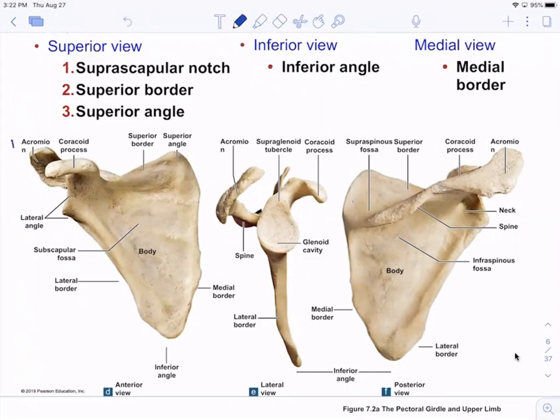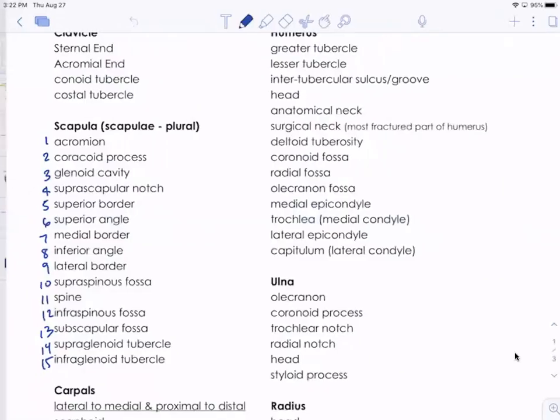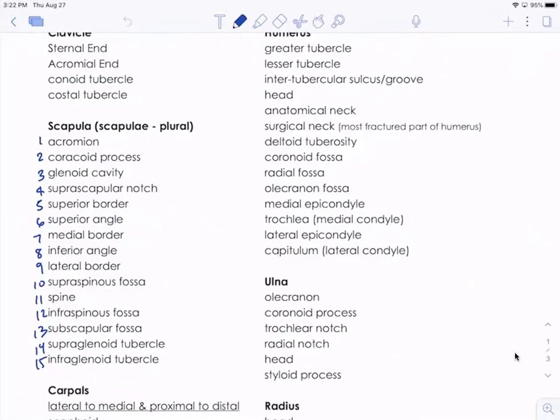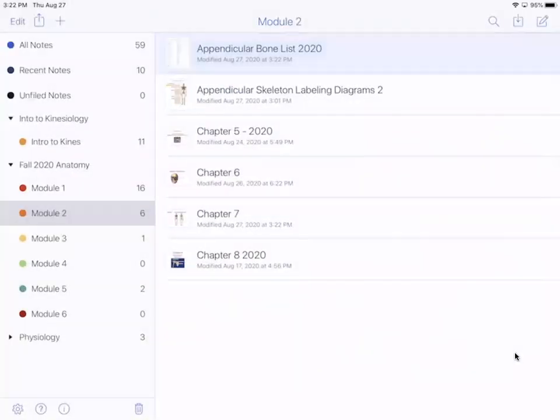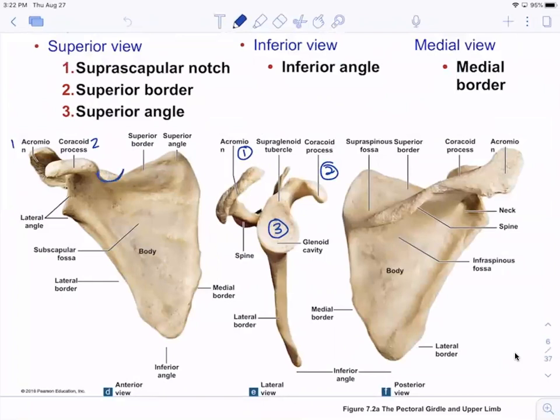So the acromion is 1, the coracoid process is 2, right? So 1, 2, 3. And so it goes acromion, coracoid process, and glenoid cavity or fossa. Those are the top areas. Then we have the suprascapular notch. So there is this notch right here that is superior on the scapula, and it is anterior. So it's superior and anterior, suprascapular notch. So that is right there.